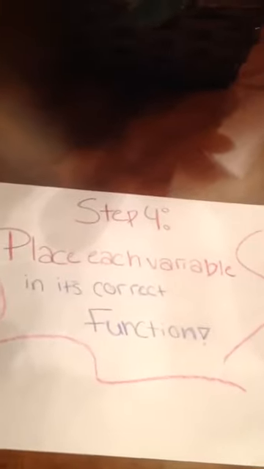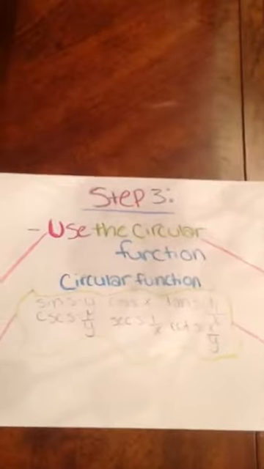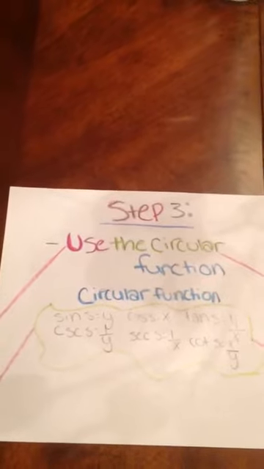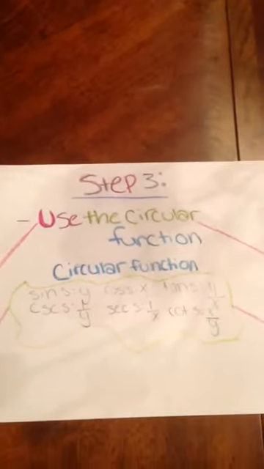Step 4. Place each variable in its correct function. Step 5. Sine equals square root of 2 over 2. If we go back to step 3, it will show us that sine equals y. Y in the ordered pair is square root of 2 over 2.